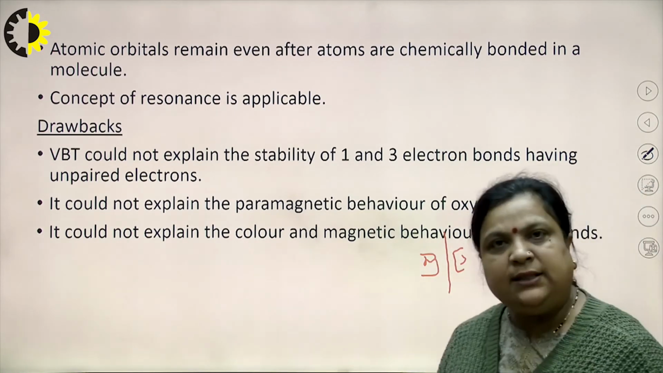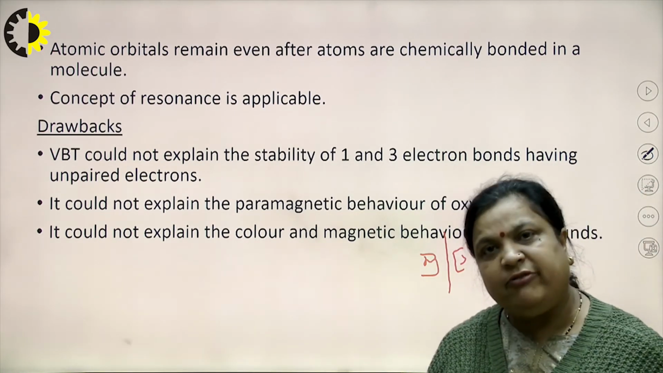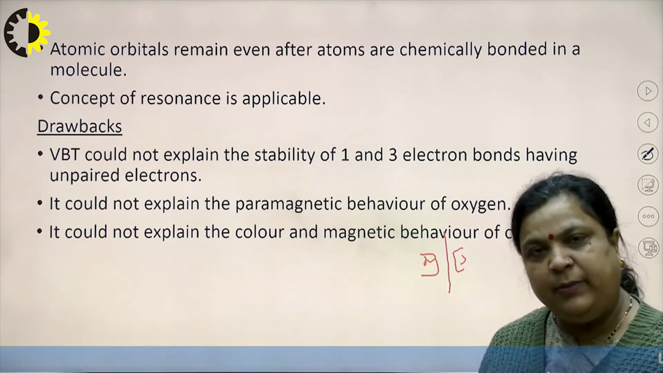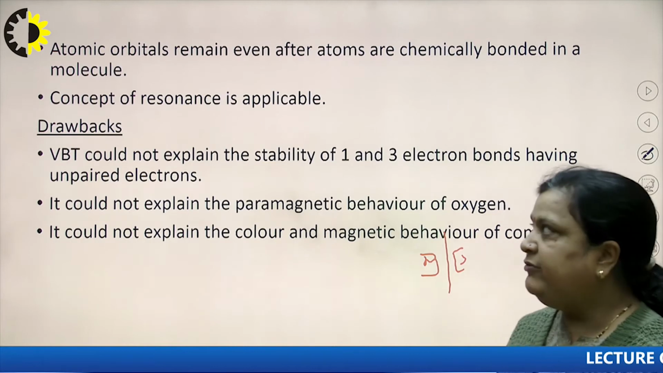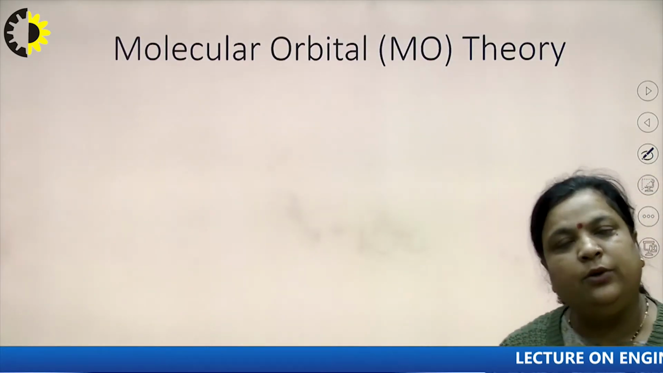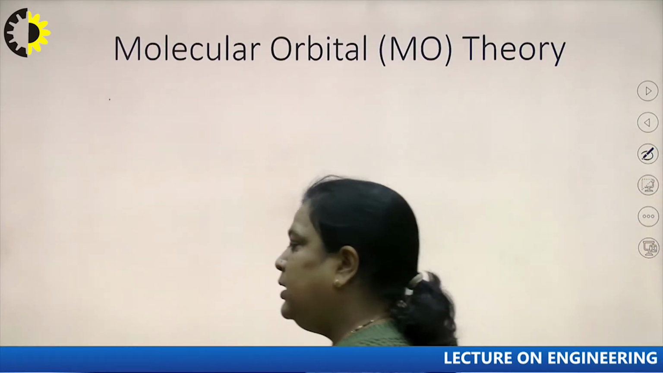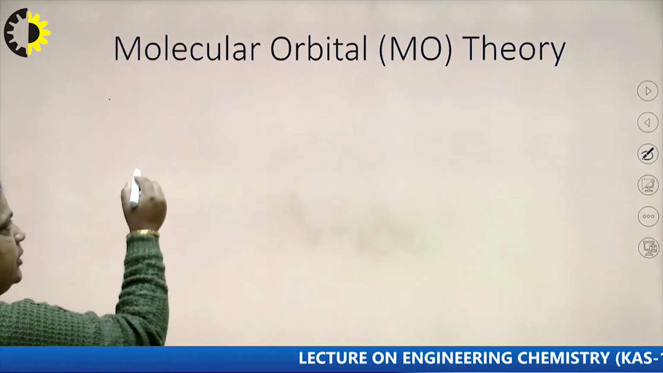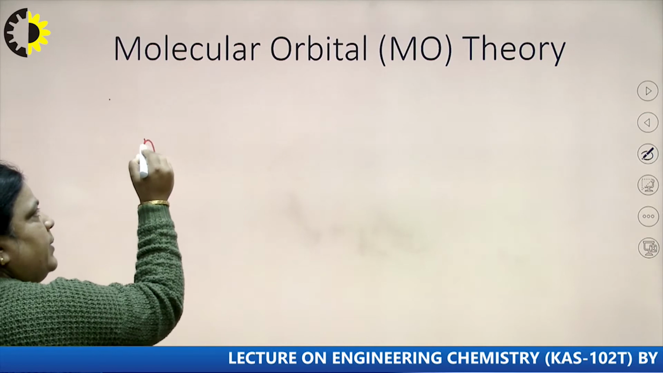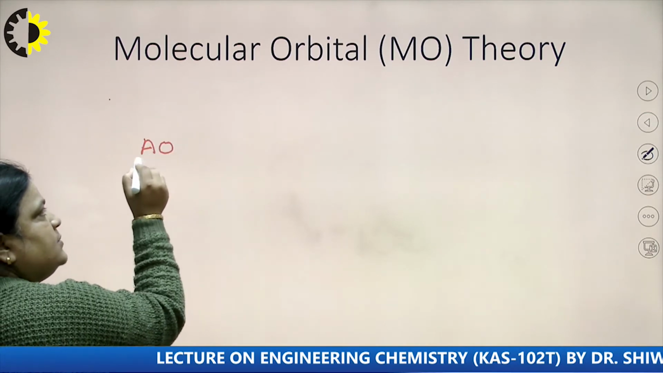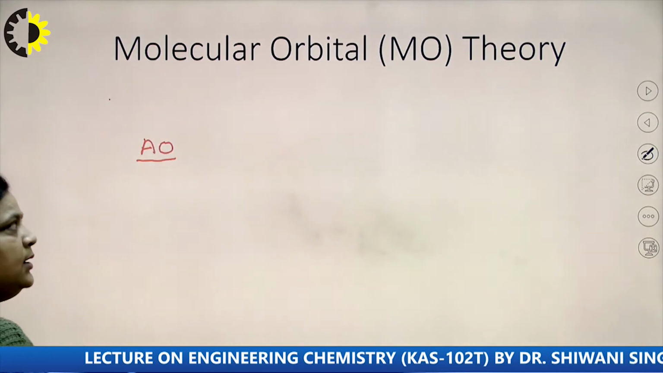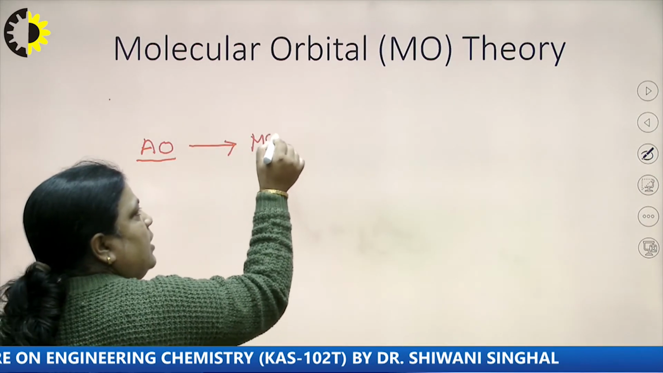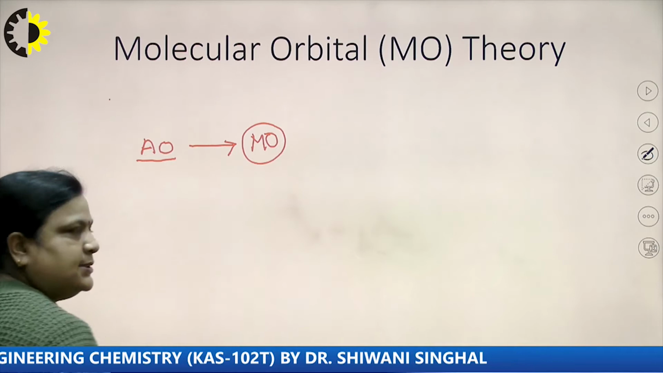It could not explain the color and magnetic behavior of compounds. So, this was the limitation of VBT. Then after this, the molecular orbital theory was developed. It was developed by Hund and Mulliken, and as per this theory, the atomic orbitals of atoms get combined and form molecular orbitals of different energies.